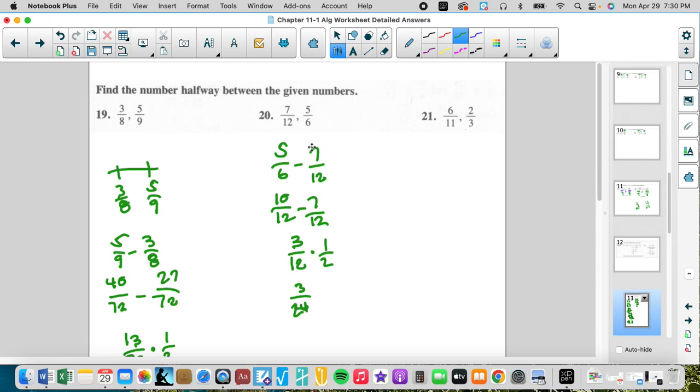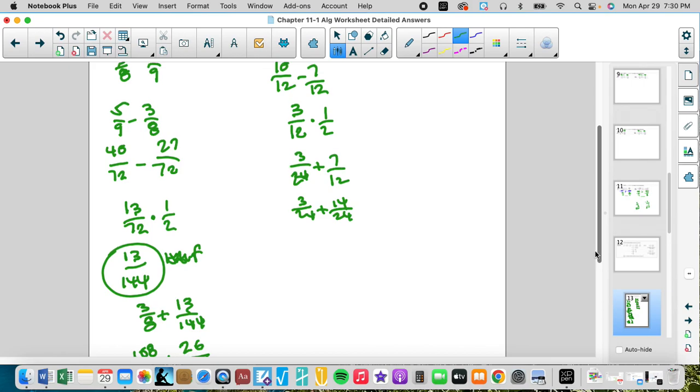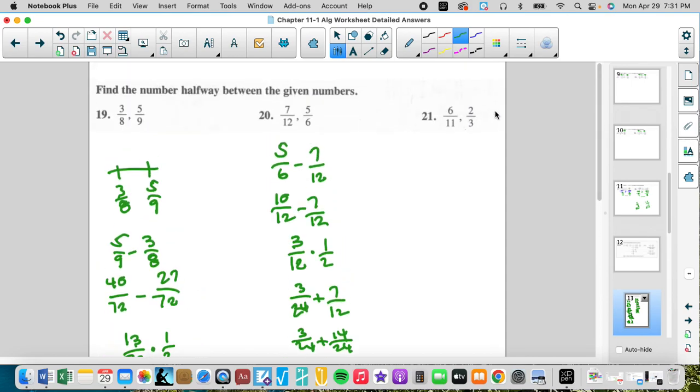3/24, and we're going to add that to our smaller 7/12. And that's going to be 3/24 plus 14/24. Much easier. Good Lord, that was so much easier. 17/24 is our answer. Look at that. I did that in half the time and space.